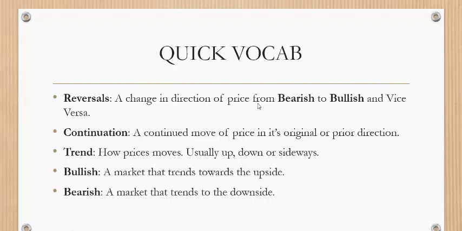So we're going to take a quick vocabulary on trading using the candlestick pattern. So first off, you already know about reversals, you know about continuation, you know about the trend, you know about a market that is bullish or a market that is bearish. So a bullish market, of course, is a market that is trending towards the upside. A bearish market is a market that's turning towards the downside.